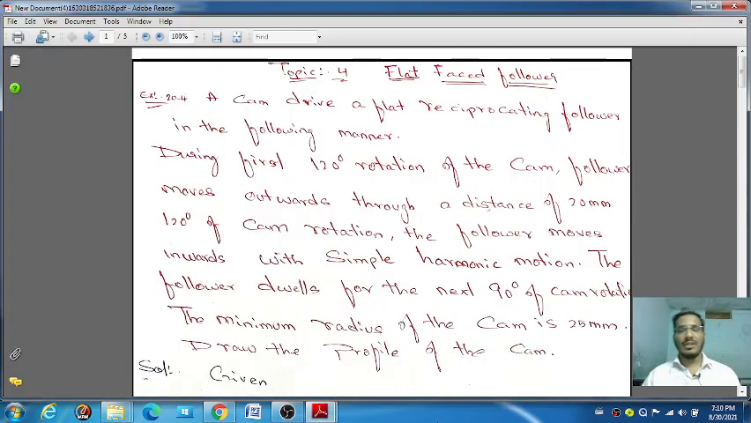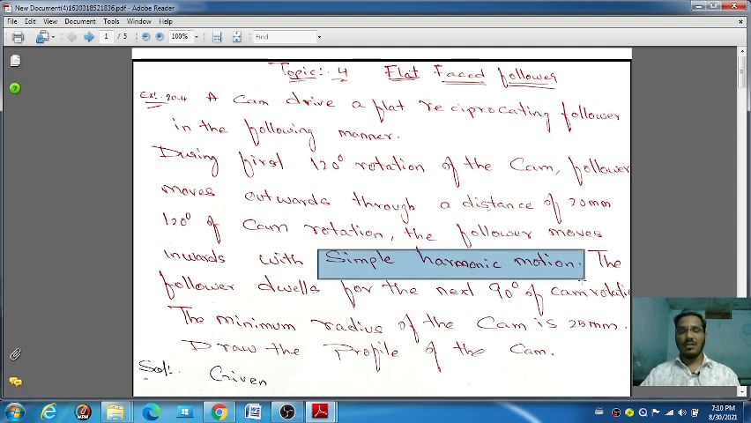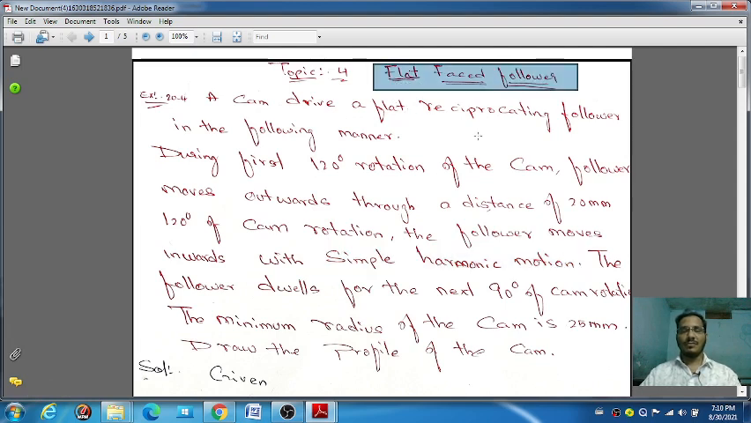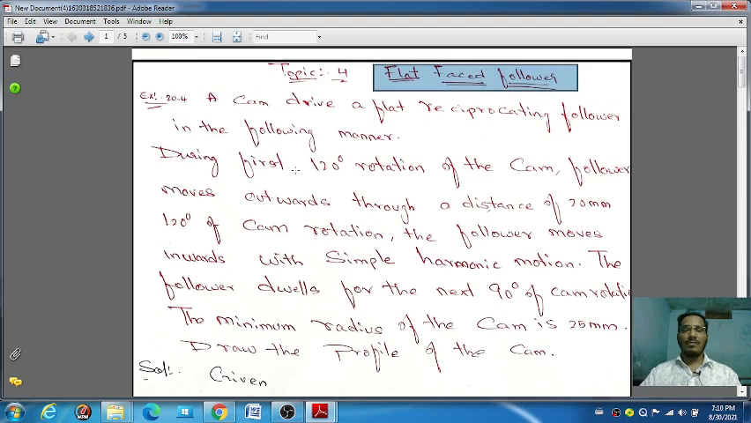So here we are considering the flat faced follower with simple harmonic motion. Here you can see the simple harmonic motion is given, the velocity of the simple harmonic motion, and the flat faced follower is there. So now I am starting the explanation of this problem.